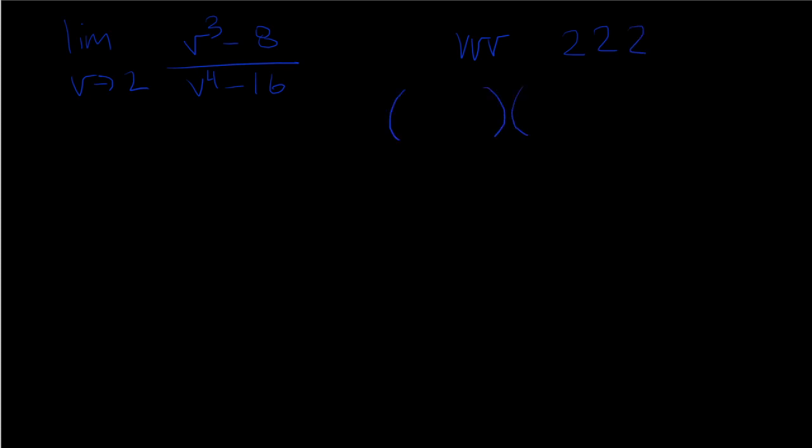I'm going to have two sets of parentheses. One will be v, the other one is 2. And now I could just group these. I have v times v is v squared. V times 2 is 2v. 2 times 2, that's 4.